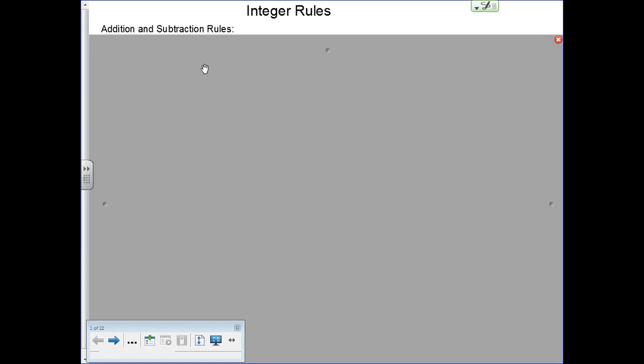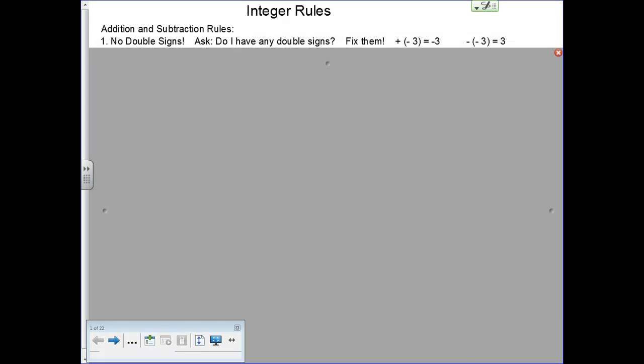So we need to have a set of rules involving integers for addition and subtraction that'll help us solve any addition and subtraction problem quickly. So we're going to copy down some rules here right now. Addition and subtraction rules. There are 3 of them. Rule number 1 is no double signs!